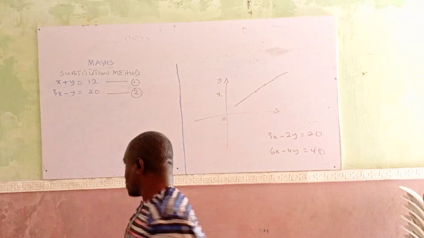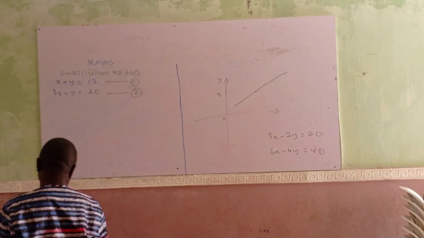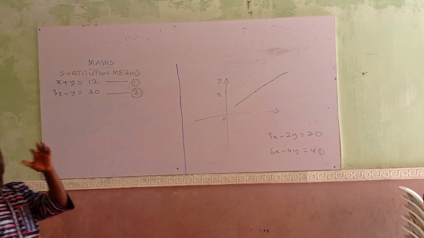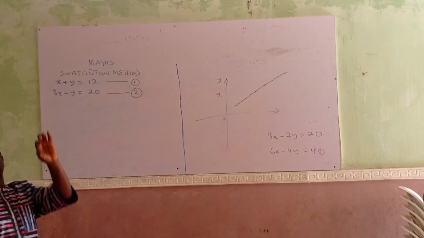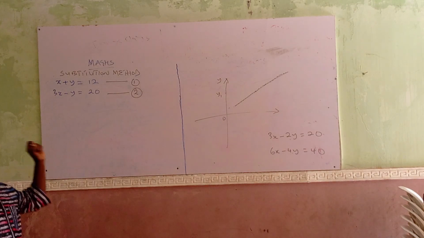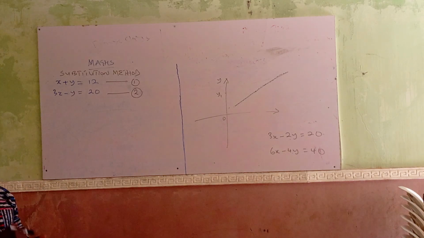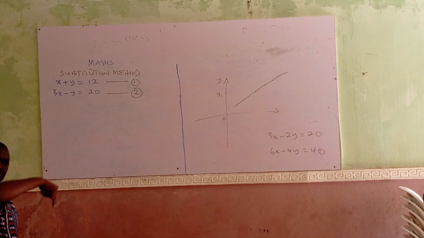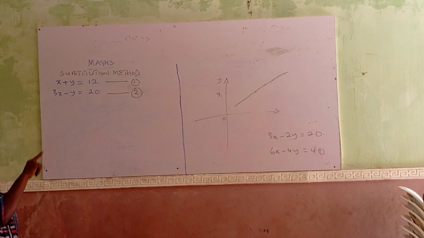Is that okay? So what is the substitution method? As we said, elimination method is to have one of the unknowns become 0. Now in substitution, we are supposed to pick one of the equations and make one of the unknowns the subject. And when you do that, you substitute back into the other equation, not the same one that you used to make the subject.